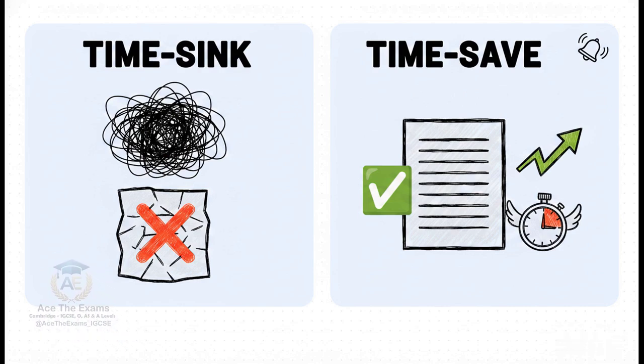And this slide brilliantly illustrates the difference between our two players. On the left, we have the time sink: missing formatting, generic, uncontextualized answers, and undefined terminology. This is a bloated, heavily penalized response. On the right, the time save: proper structure, context-specific responses, clearly defined terms, streamlined and totally examiner compliant.